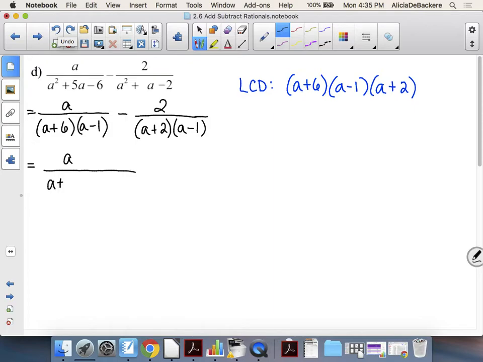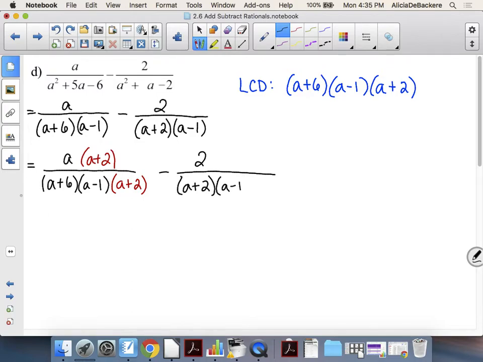So in my first fraction, I have the a plus 6, I have the a minus 1, but I'm missing the a plus 2 factor. So I need to multiply by a plus 2 on the bottom and on the top. Then looking at the second fraction, I have the a plus 2, I have the a minus 1, but I'm missing the a plus 6 factor. So I need to multiply by that in the denominator and the numerator.